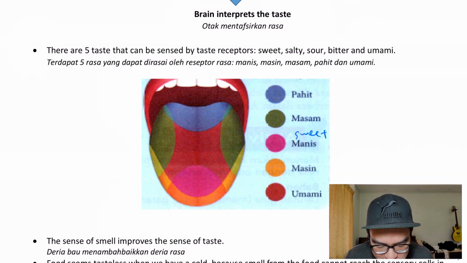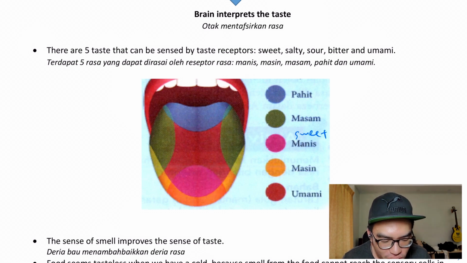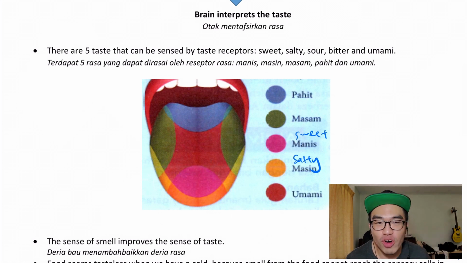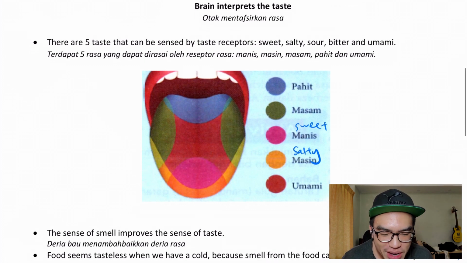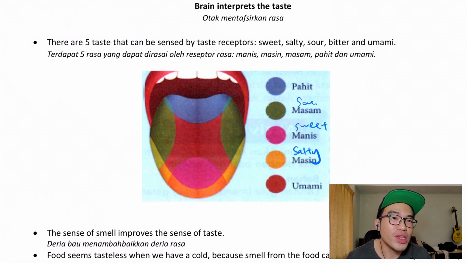Next, the side of the tongue is responsible for masin or salty. When you eat savory food, when you taste soy sauce, this is where it is very sensitive. Moving on, the back side of the tongue is responsible for masam or sour. This is why when you taste sour food, it feels a bit painful here. One reason is the saliva coming out from your salivary gland. The second reason is that the side of your tongue gets very stimulated.